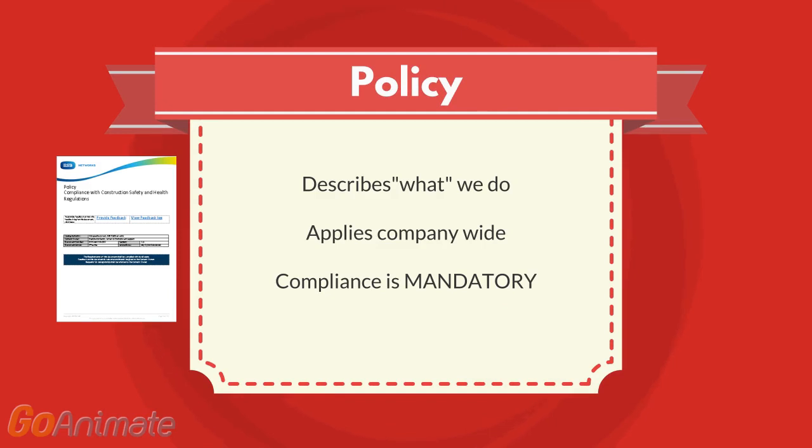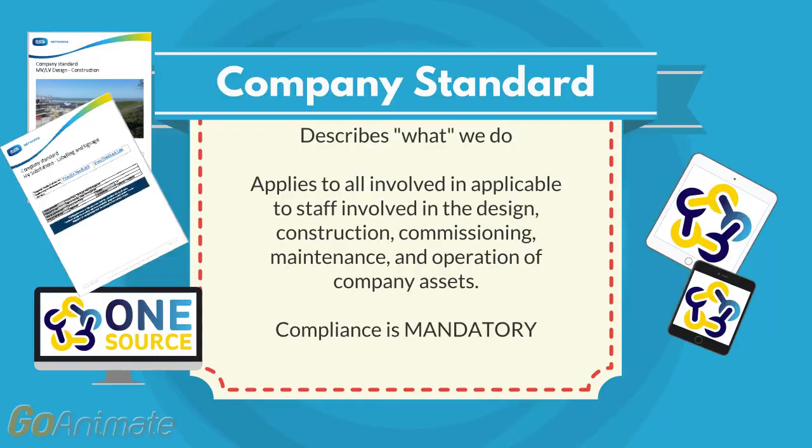A policy describes what needs to be done and applies right across the company. Compliance with all policies is mandatory. A company standard, like a policy, describes what is done. Company standards apply to staff involved in the design, construction, commissioning, maintenance and operation of our assets. They specify the expected level of quality, the tolerances allowable for implementation, and/or a consistency of approach for the activities encountered during the life cycle of an asset. Compliance with company standards is mandatory.